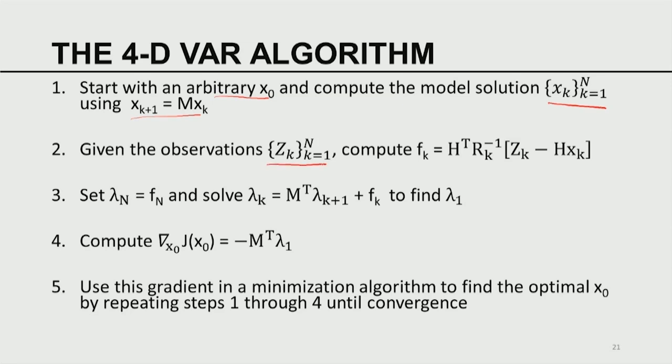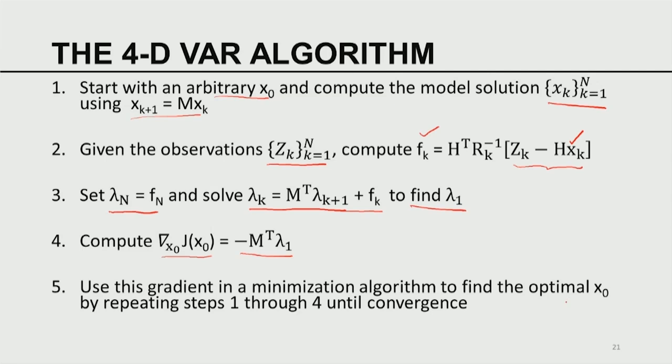You are given a set of observations. So from the model you know xk, you already know h, you already know zk, so you can compute zk minus h of xk, that is the forecast error. You compute the normalization, you compute the model counterpart of that, so fk can be computed explicitly. So you run the model forward, given the observations, you compute the quantities fk. Set lambda n equal to fn. Solve lambda k equals m transpose lambda k plus 1 plus fk. Iterate backward in time, compute lambda 1. Compute minus m transpose lambda 1, that gives you the gradient.